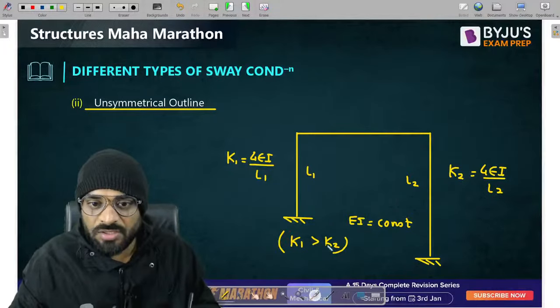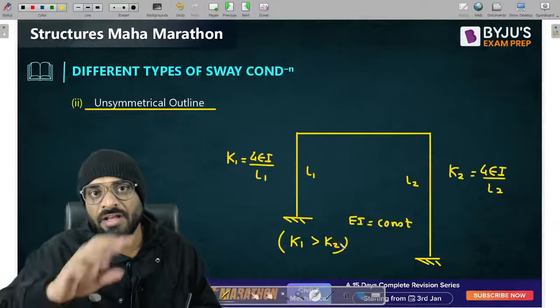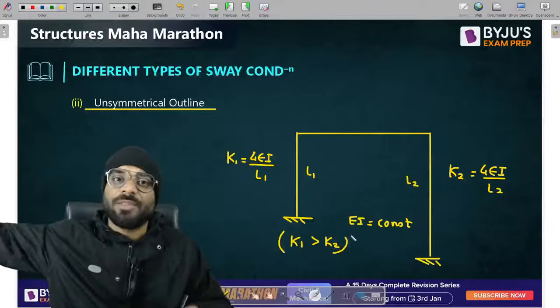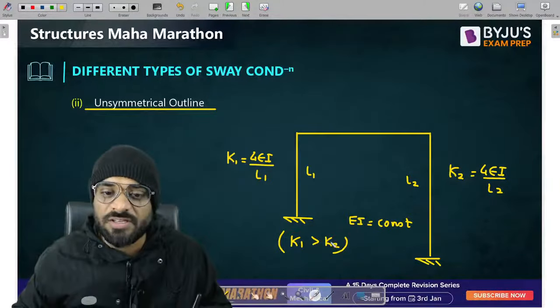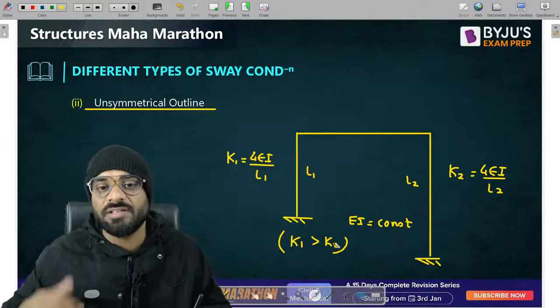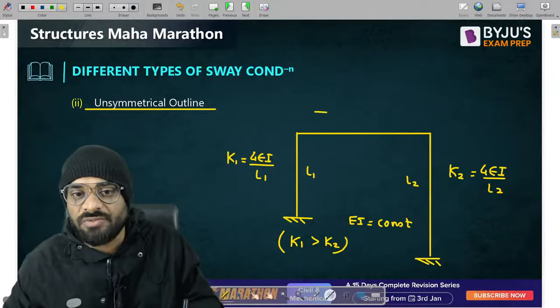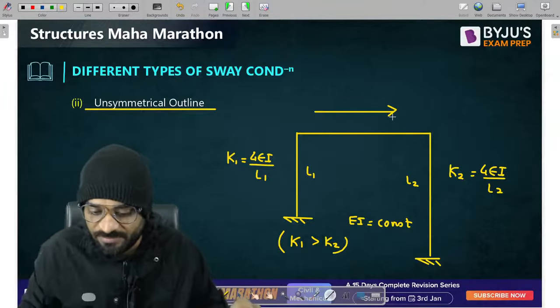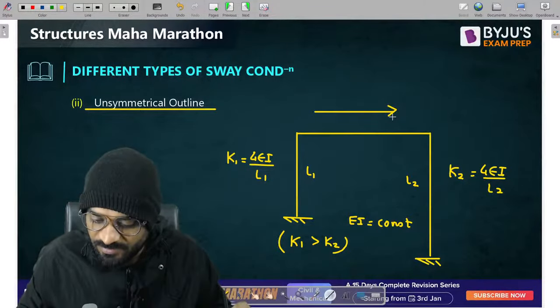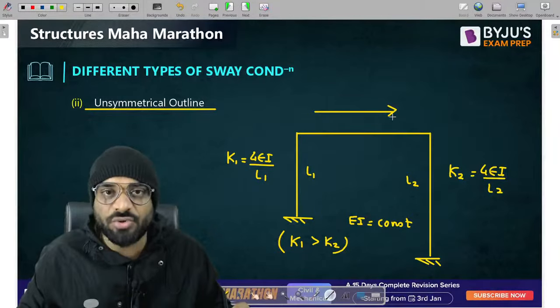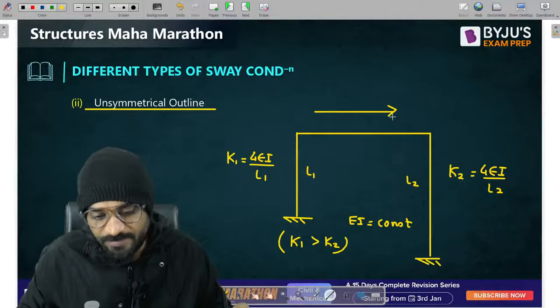So ताकतवर कमजोर को झुकाएगा और sway इधर आएगा. Or you can say that this is stronger, this is weaker, so stronger will try to dominate over the weaker one, and that is the reason due to which we will have the sway in this direction. Okay, I will show you that also. Okay, happy?